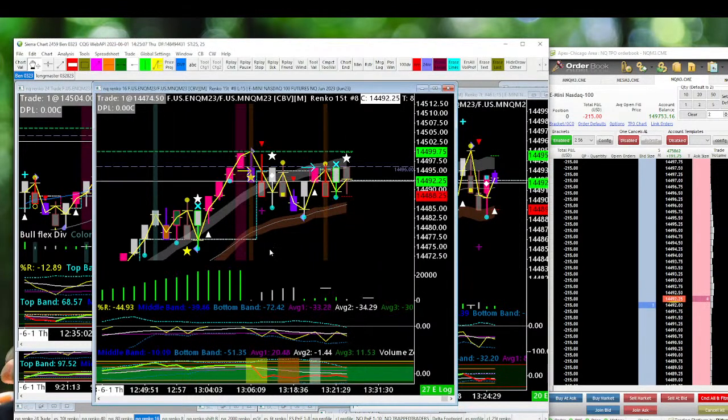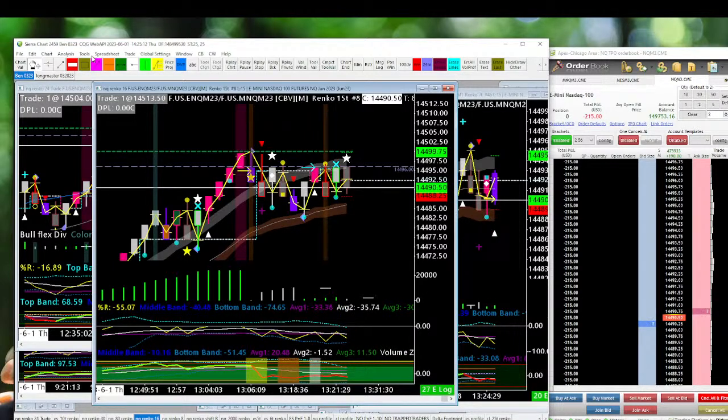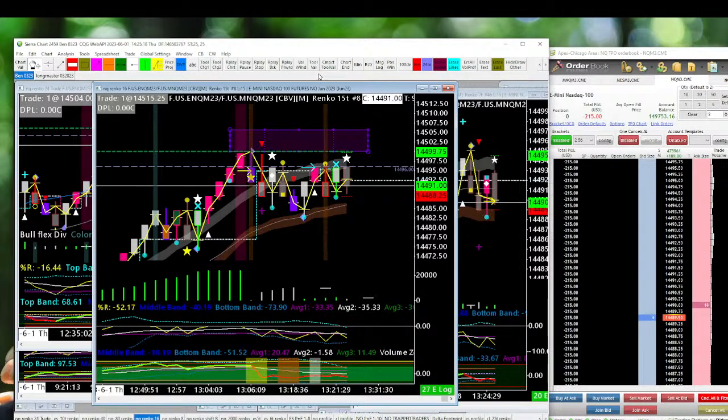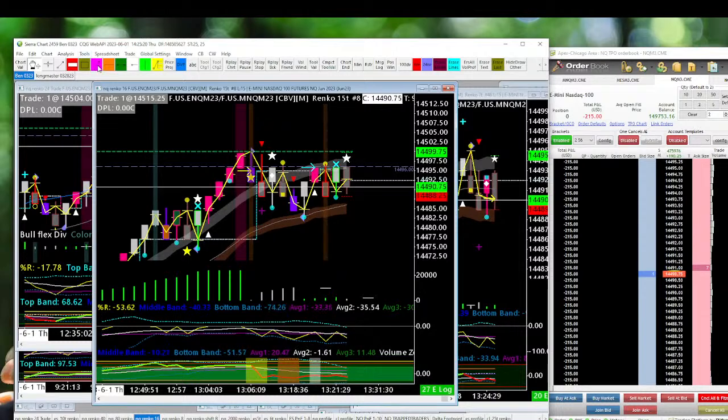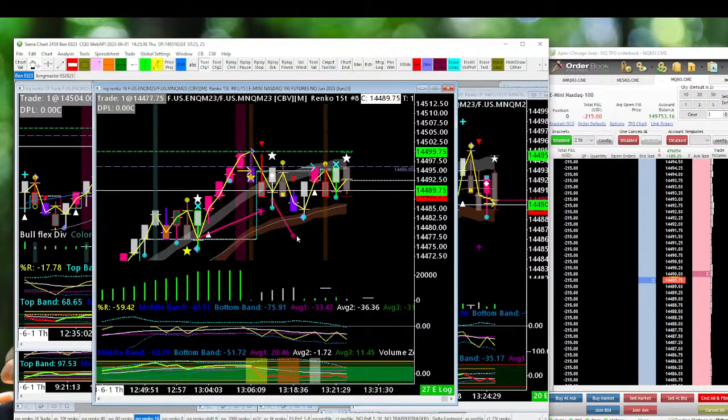So I don't have a great method for finding the top, but I'll tell you that this is what they look like. But there's no way to know, as far as I know, whether or not we're going to sweep that high or not. And more often than not, they will. I know that. Just like this low gets taken.